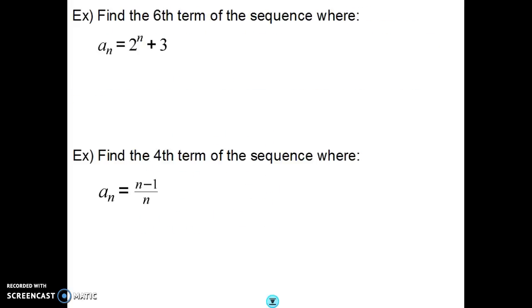Let's look at two more examples. A sub n equals 2 to the n plus 3, and we're asked to find the 6th term. Well, a sub 6 is just going to be 2 to the 6 plus 3. 2 to the 6th power is 64, plus 3 is 67.